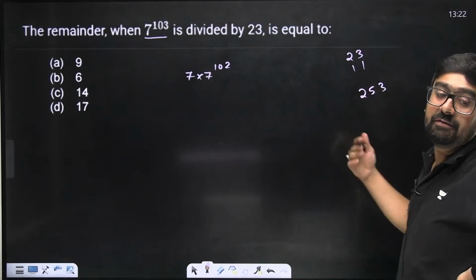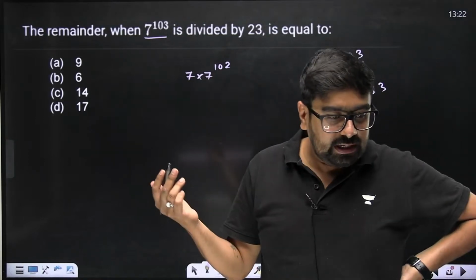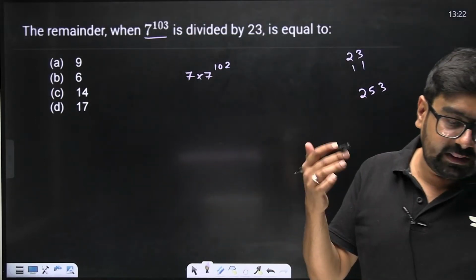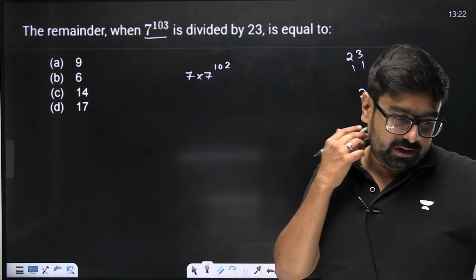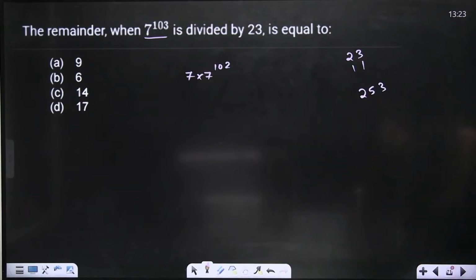Try to reach near 343. How can we reach near 343? Think. Just think in your mind. Try to reach near 343.